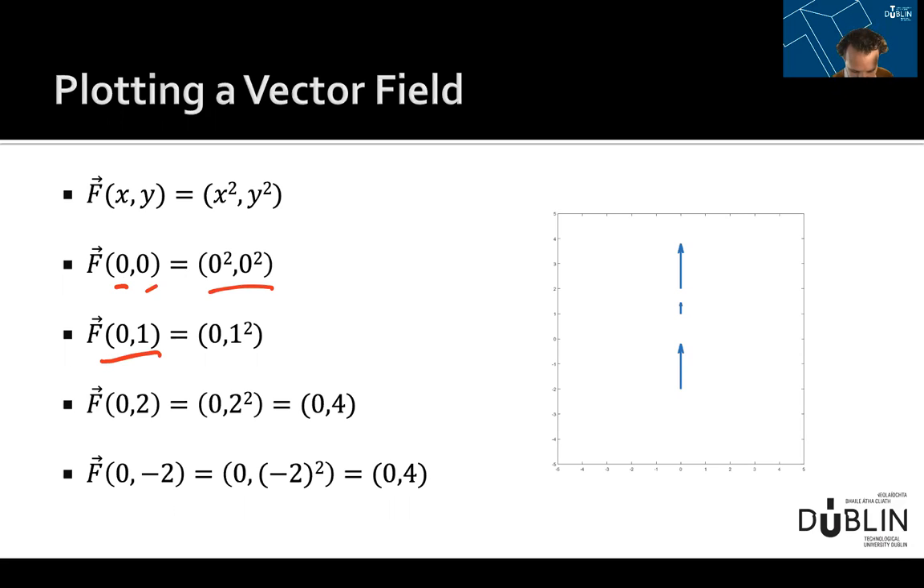(0, 1), which is this point here, (1, 0)... it doesn't go to (1, 0). It goes from there up 1. Yeah. And then (0, 2) gets mapped to (0, 4). So that means from (0, 2), it goes up 4 spaces. And similarly, (0, -2), it goes from (0, -2) up 4.